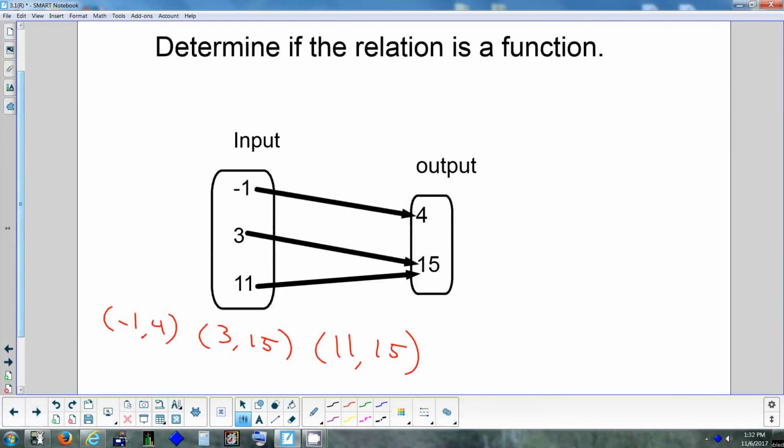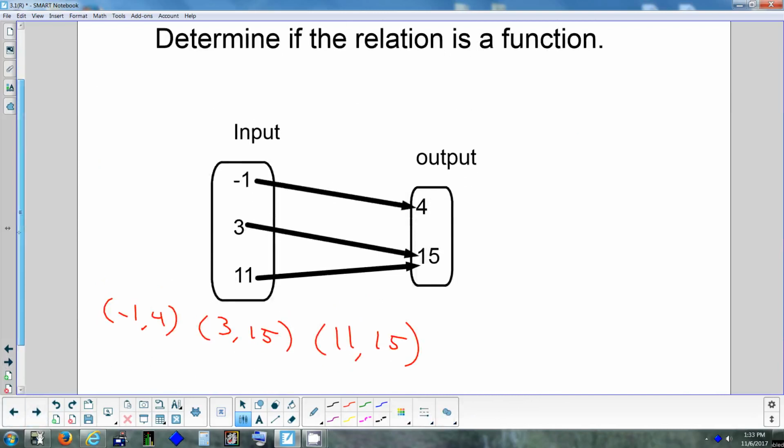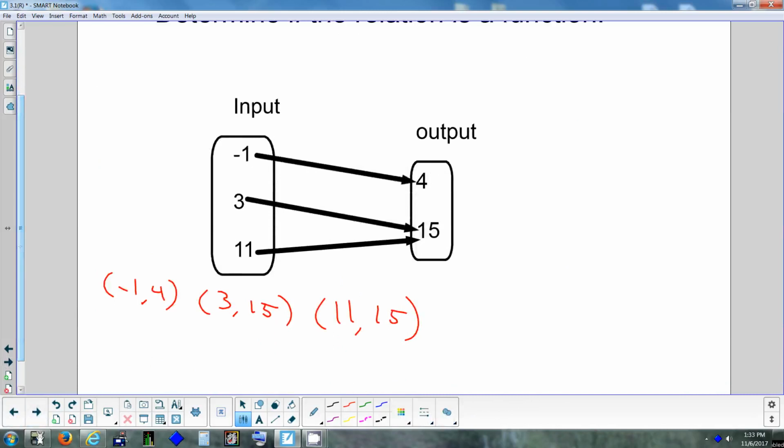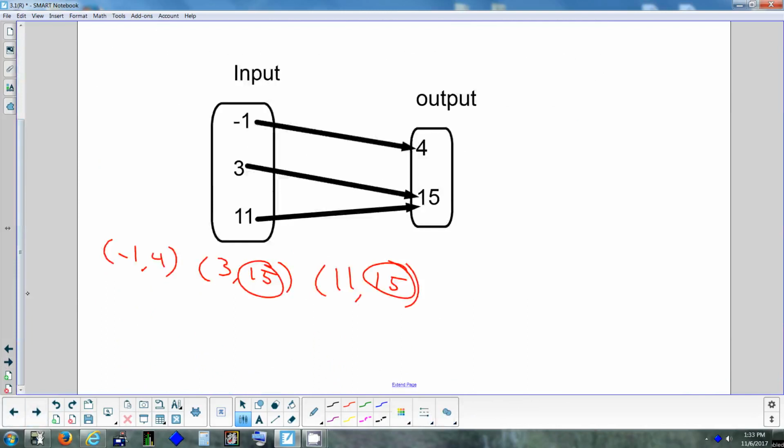Is that a function? Gotta be careful. It is a function because it's not repeating in the domain. Right. This is a function. There is a repeat right here, but that's in the second one. That's the range. So the answer is yes, this is a function.